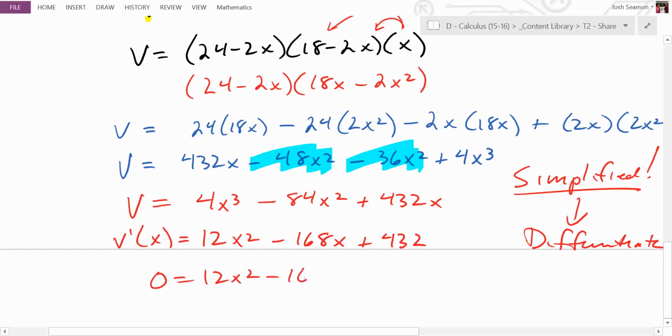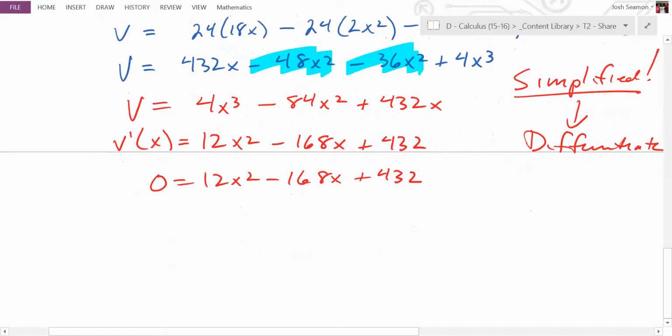Okay, we're cruising along here. Hey, at least they're even. What could we factor out of each of those? Can you factor out 4? I think so. So 0 is equal to 4 times what? 3x squared minus 42x plus 108. Can you factor anything else out?